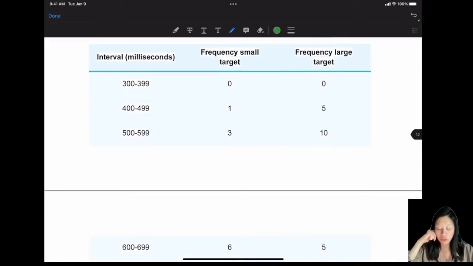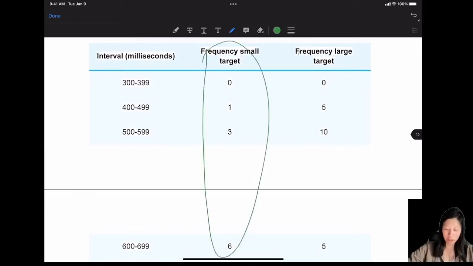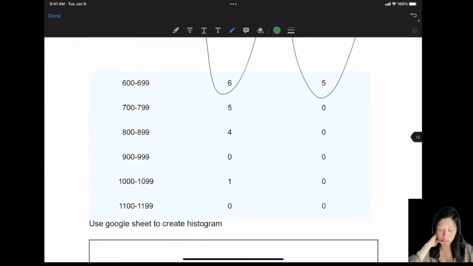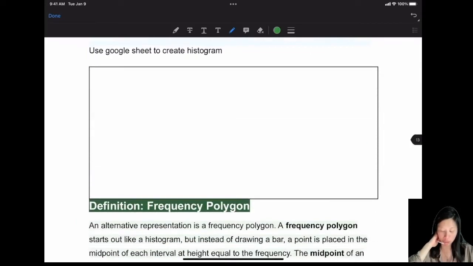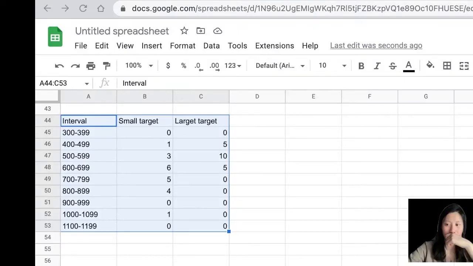So how do you represent the data? Since you have 2 different categories, 2 different groups, one option would be to use a comparative histogram or bar chart, with bars for the small target group and the large target group. Here I'm going to use Google Sheets to show you how to do it. Now I'm going to pause the video and enter the data first. Okay, I just finished entering the data.